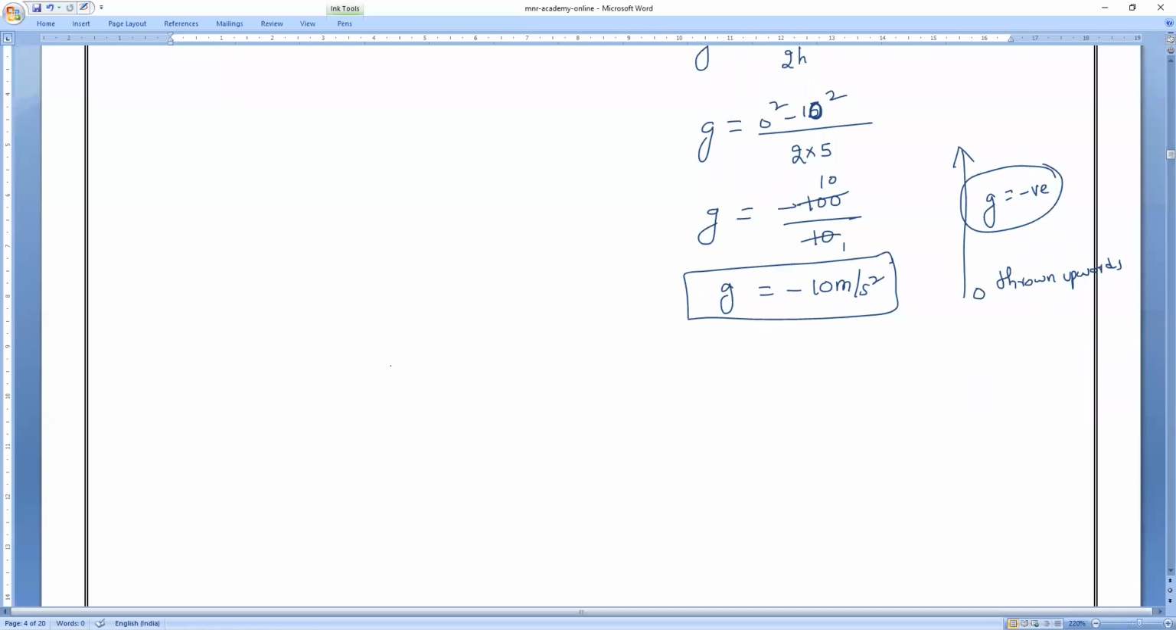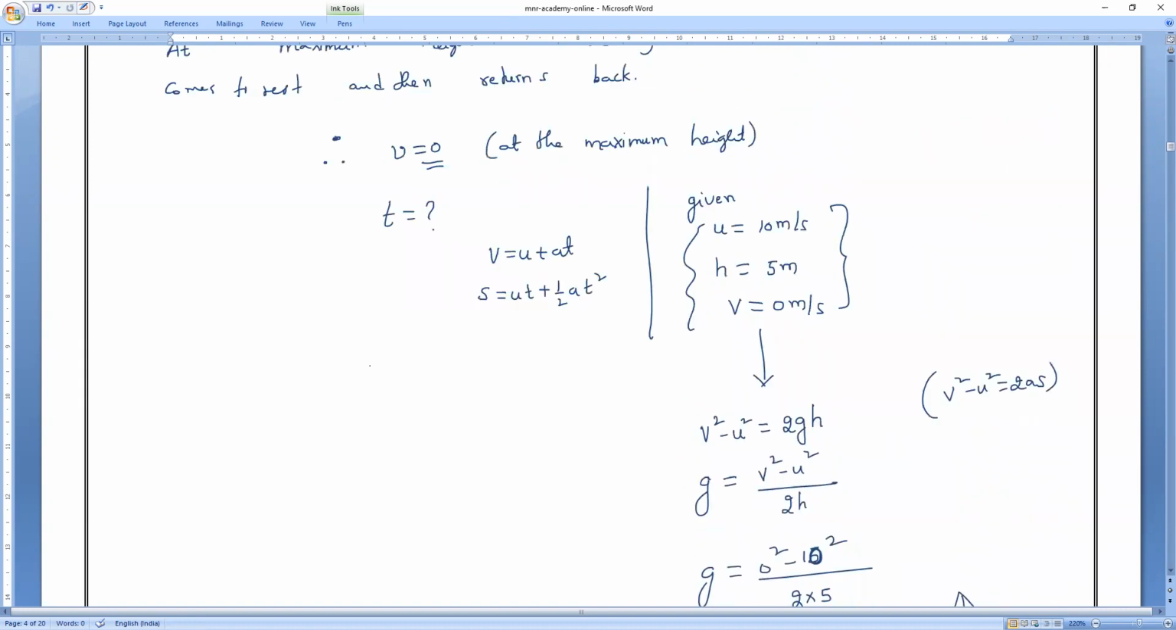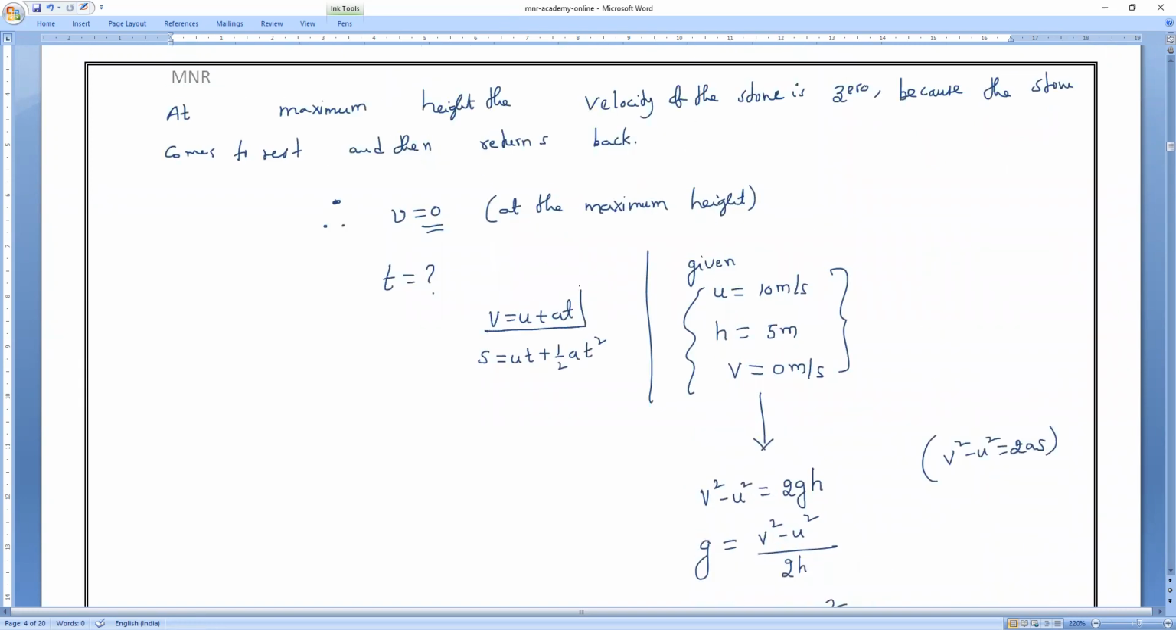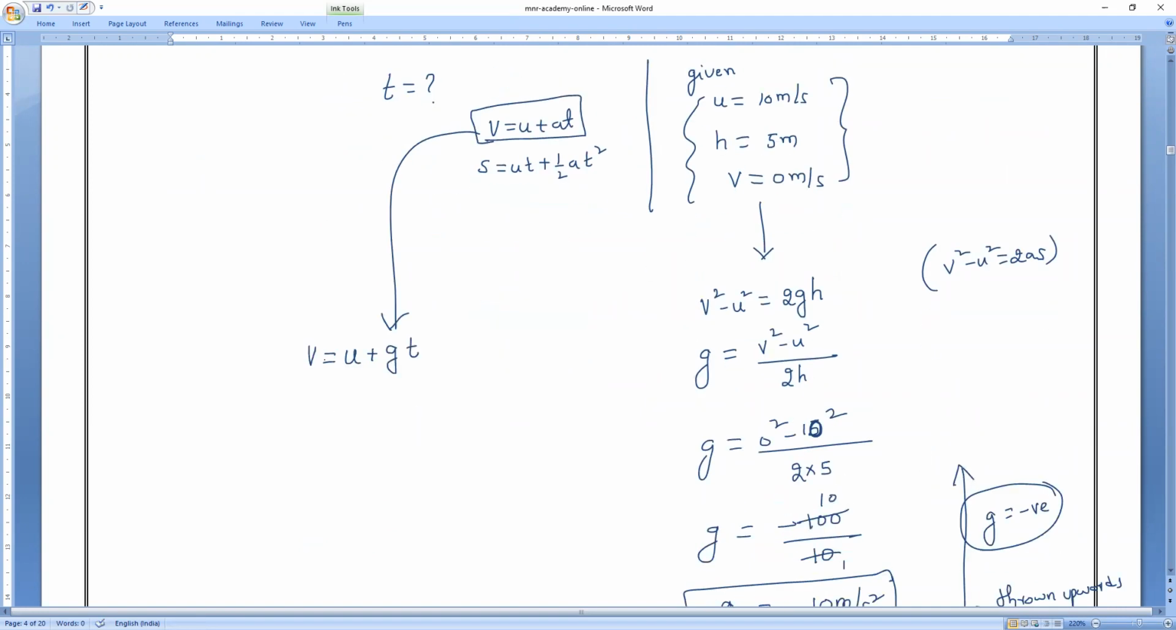Which equation do you prefer, second or first? Which is easy to find time? The first one, because in the second one we have a square. So the first equation I can modify easily: V equals U plus GT. Is it simple? Then final velocity is 0, initial velocity 10, plus G value minus 10, t.